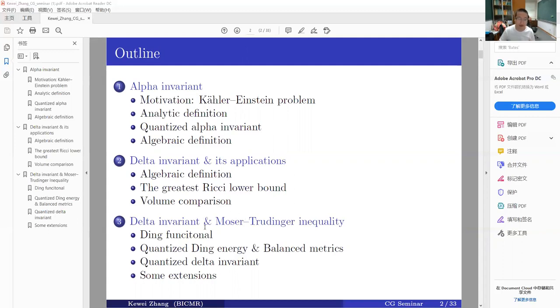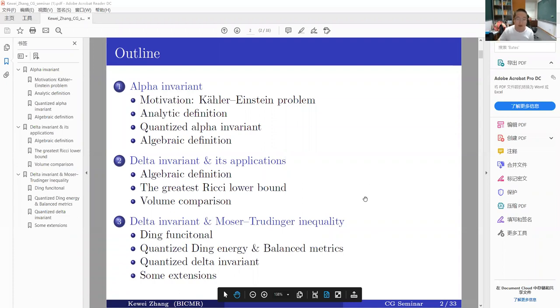We relate this delta invariant to the Moser-Trudinger inequality. More precisely, we consider some quantized spin functional, and we can show that the coercivity of this functional is characterized by this quantized delta invariant, which is also related to balanced metrics in the literature. And in the final part, I will probably discuss some extensions of our results to various settings. For instance, we can consider soliton metrics and coupled metrics or things like that.